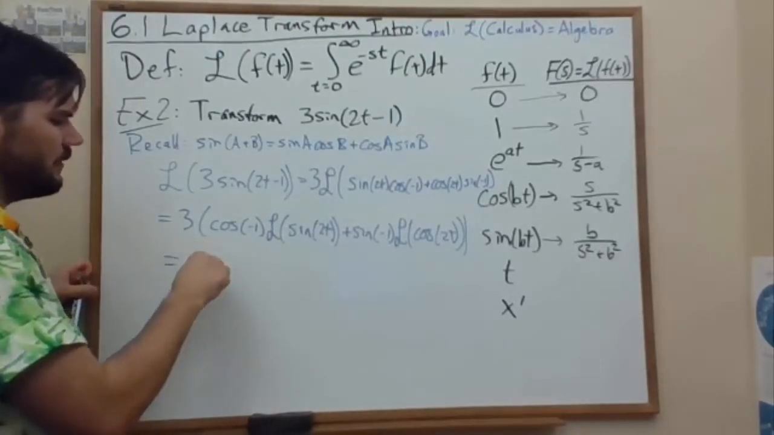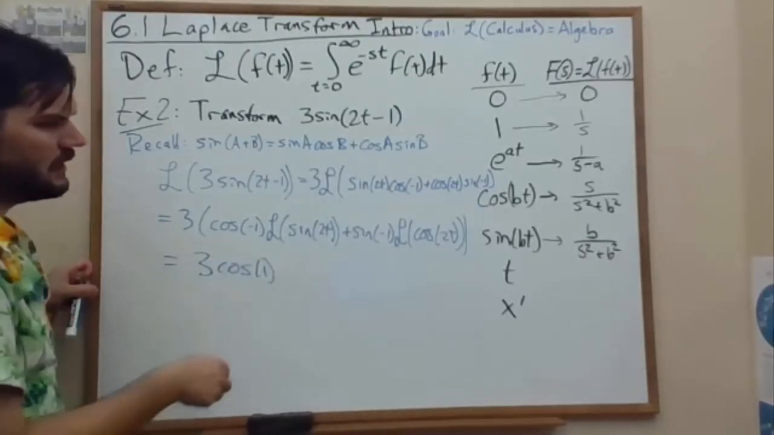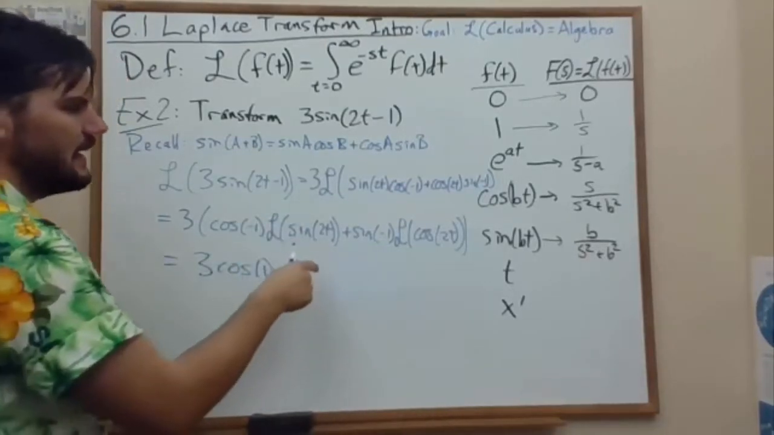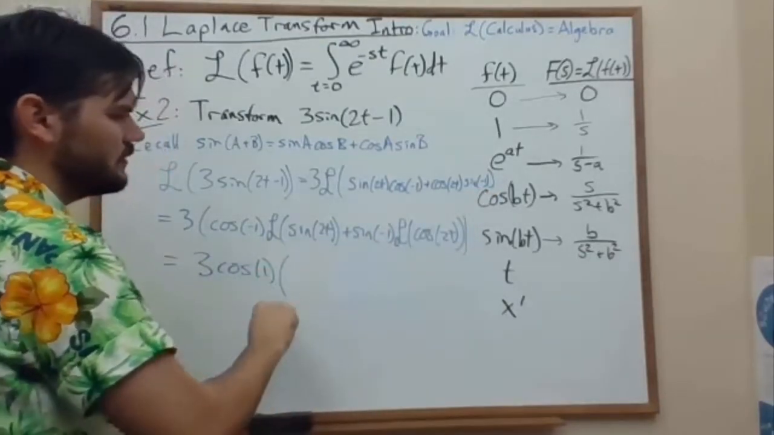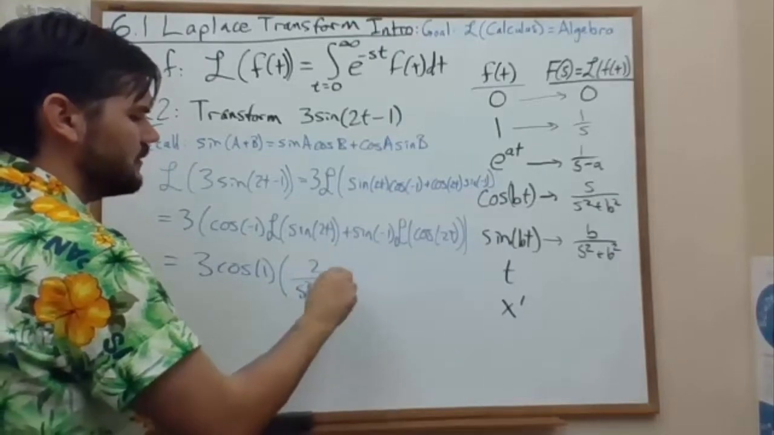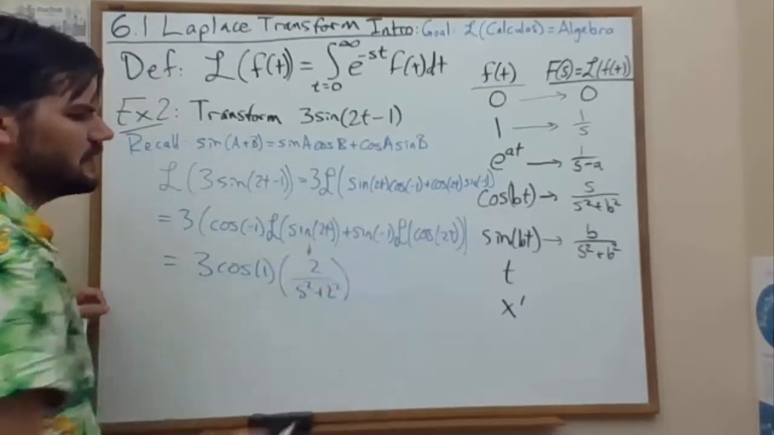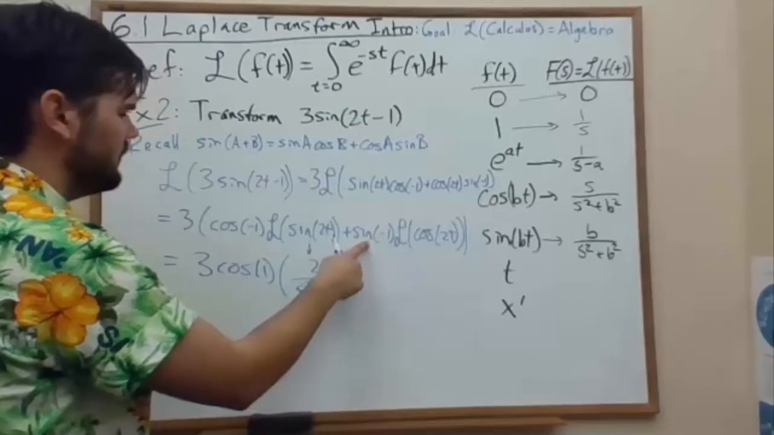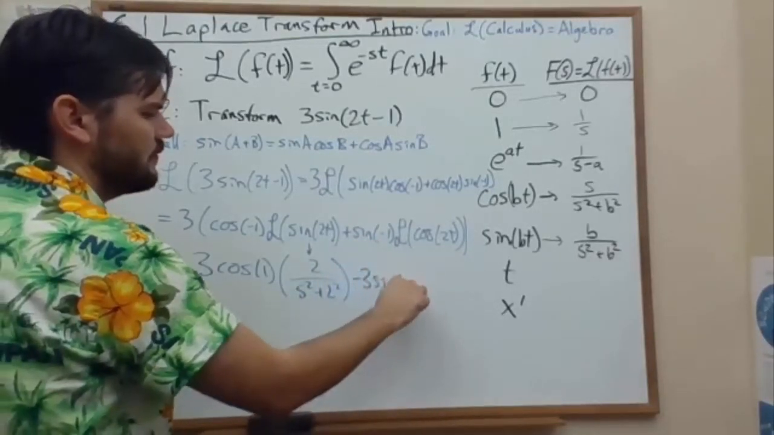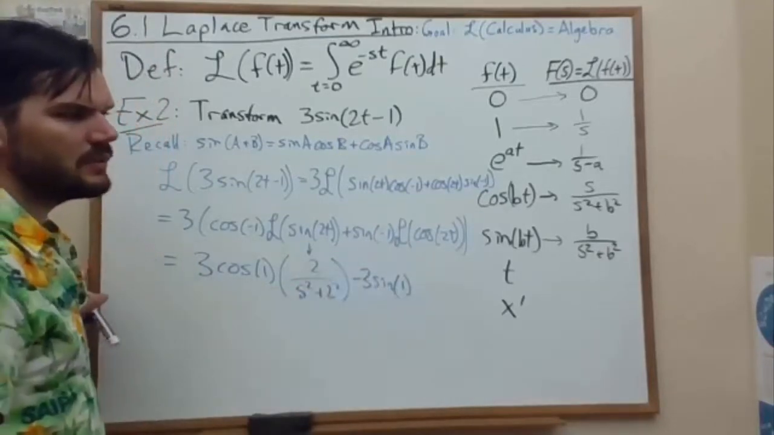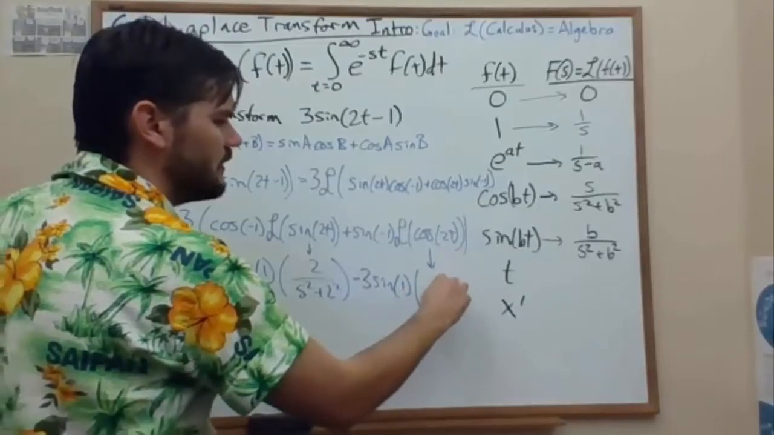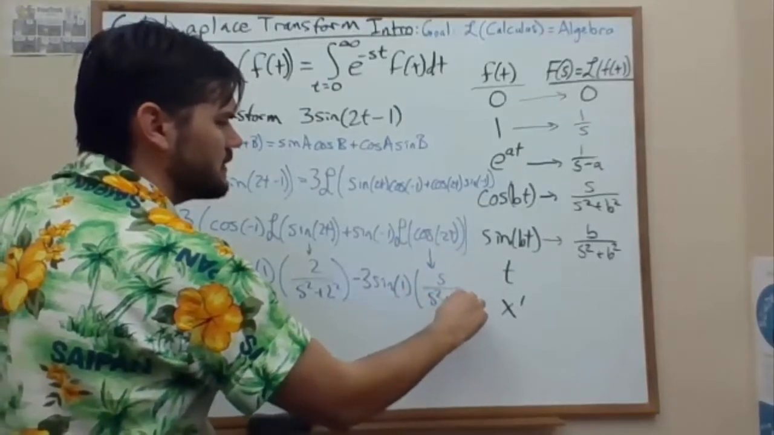So we have 3 cosine of 1 times the transformation of sine of 2t. Well, that has a b value of 2. So we get 2 over s squared plus 2 squared for the transformation of sine. And then we have a minus sine of 1 times 3 times the transformation of cosine of 2t. Again, b equals 2, so s over s squared plus 2 squared.